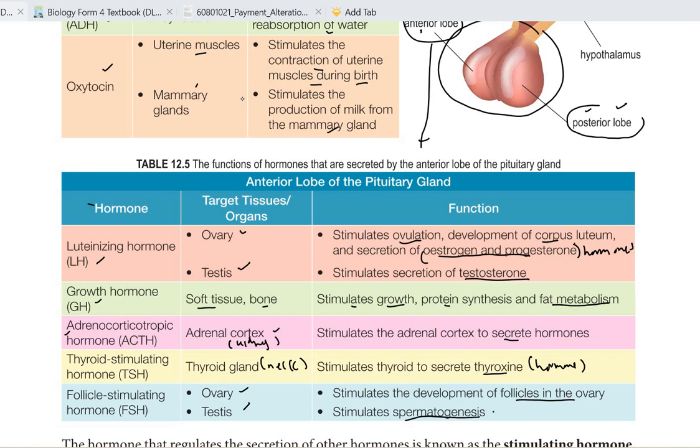So these hormones are all produced by the anterior lobe of the pituitary gland, but the target tissues and target organs are different. So these hormones will travel from the pituitary gland to the target tissue in the blood flow.